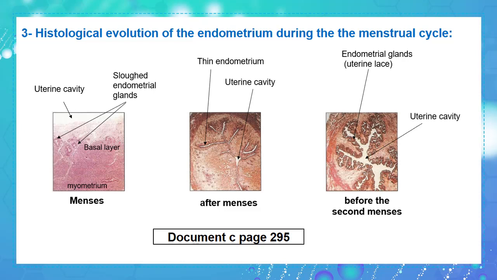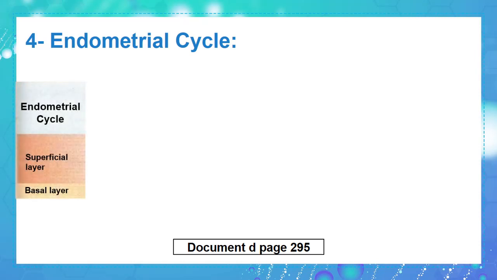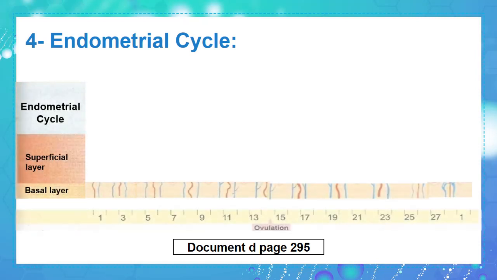The cyclic changes in the superficial layer of the endometrium are referred to as endometrial cycle. Document D of your books shows this endometrial cycle and the different phases of this cycle. During menses, the superficial layer of the endometrium degenerates. The sloughing off of this superficial layer exposes the blood vessels beneath and causes bleeding that continues for an average of 5 days.